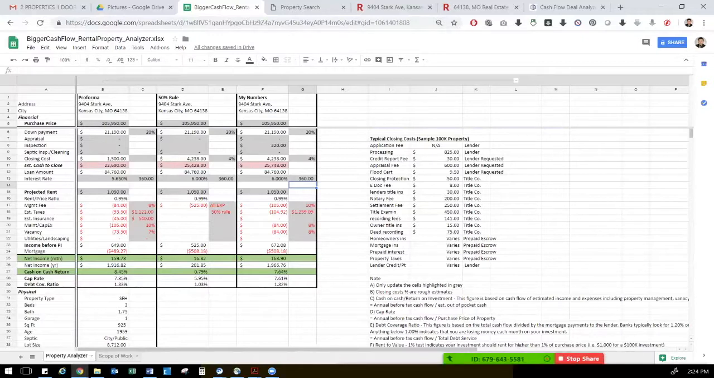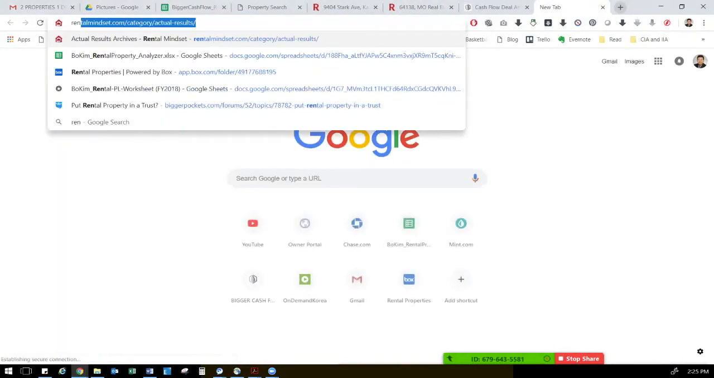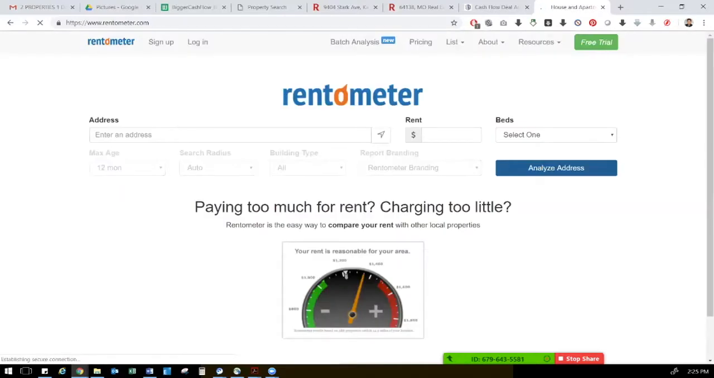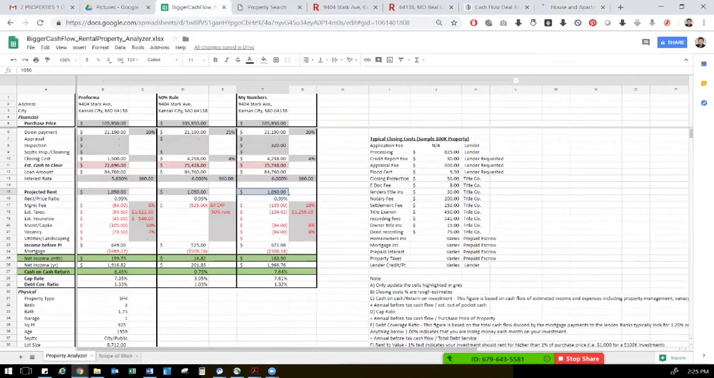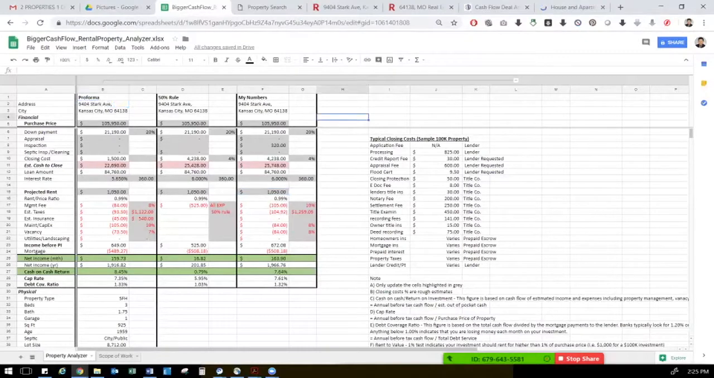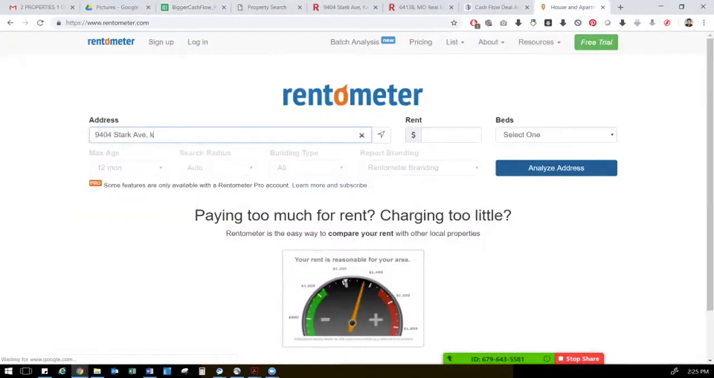Projected rent, we have 1050. And a great way to validate this rent, there's various websites, but my favorite is Rentometer. Basically, you can go to this website. Let's do it together. Rentometer. There is the paid pro version, but there's also the free version. If you're just doing this to compare and get an idea, I think the free version is totally fine.